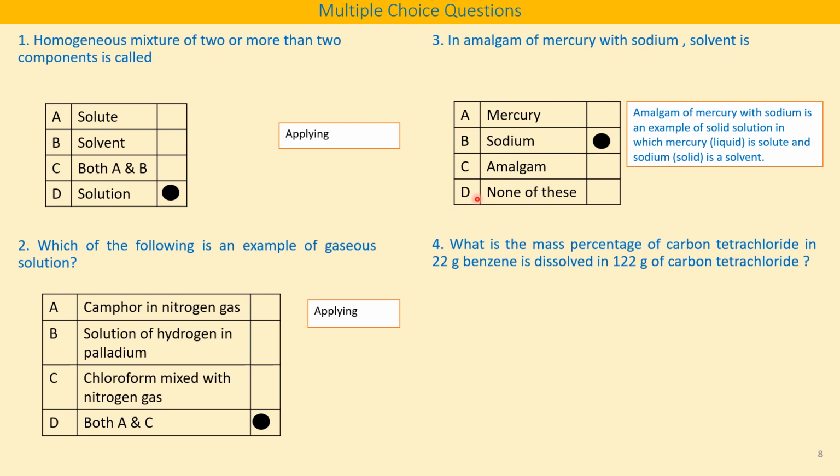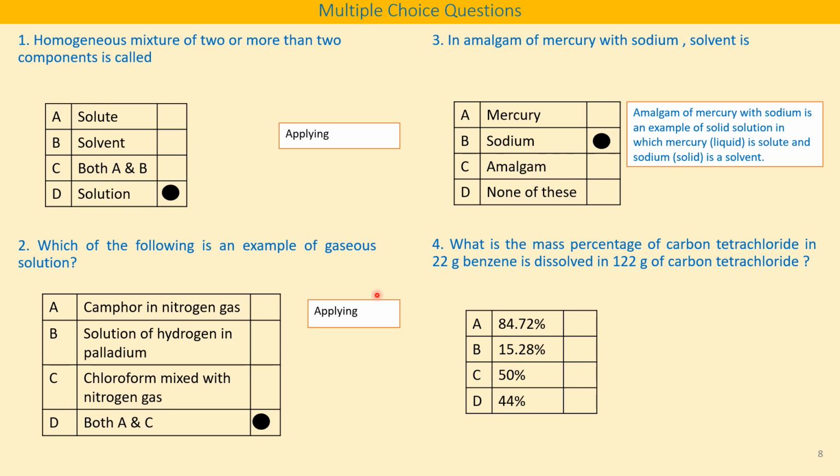Next question. What is the mass percentage of carbon tetrachloride if 22 grams of benzene is dissolved in 122 grams of carbon tetrachloride? I will read the sentence again. What is the mass percentage of carbon tetrachloride if 22 grams benzene is dissolved in 122 grams of carbon tetrachloride? Four options are shown. So we have to analyze and mark the correct answer.